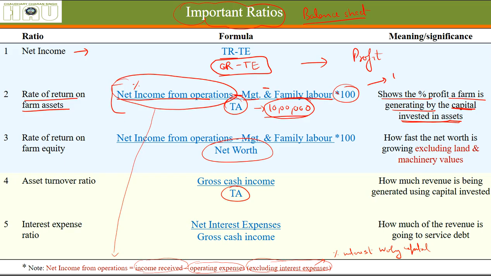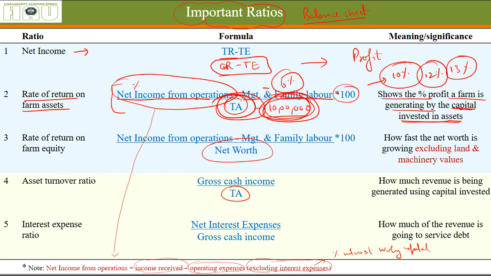If the percentage rate of return is 10%, 12%, 13%, then definitely a farmer, as a businessman who is a big farmer, he will think, what is the point of investing this much money in farming assets and doing farming when I am only getting 6% return? If I just put this money into an FD, I'll be getting 7% return. So what is the point of farming? So this is what it tells. It tells the profitability of your farming enterprise, of your money that you have invested in your farm assets.